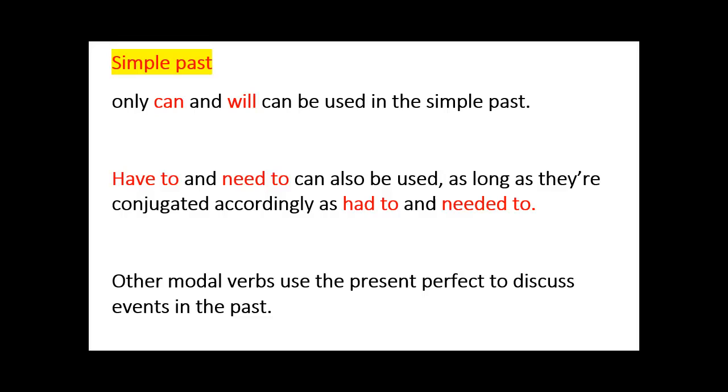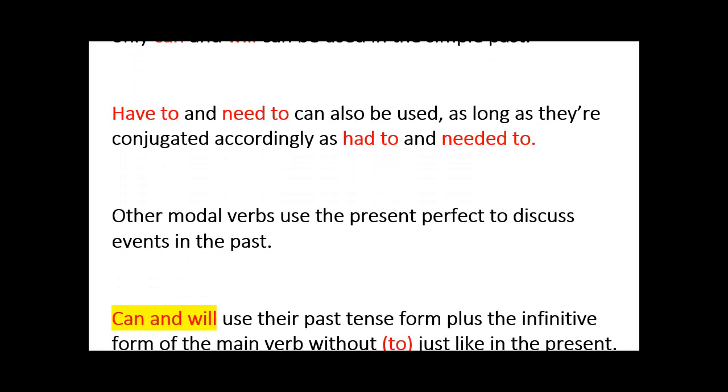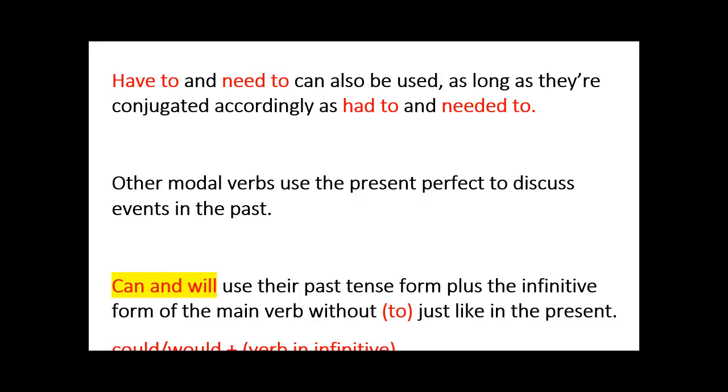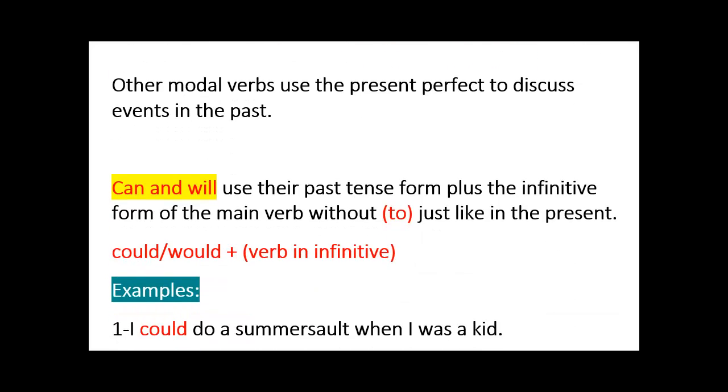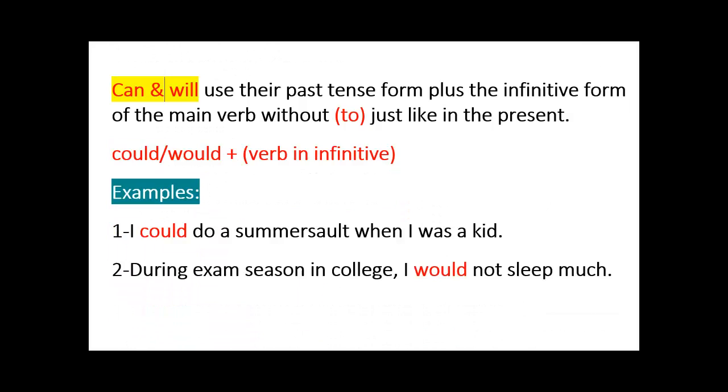For the past simple, we use can and will, okay, guys, in the past. Can and will. Have to and need to, you can also use them, but you change them into had to and needed to, okay? Other modal verbs use the present perfect to discuss events in the past. Just discussing. We'll give examples later, but let's just go to can and will. We use them in the past without using to, okay.